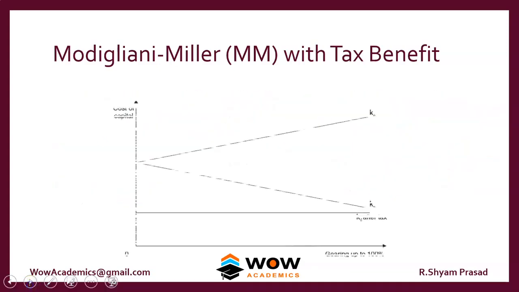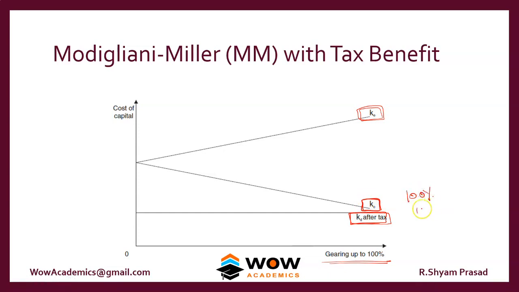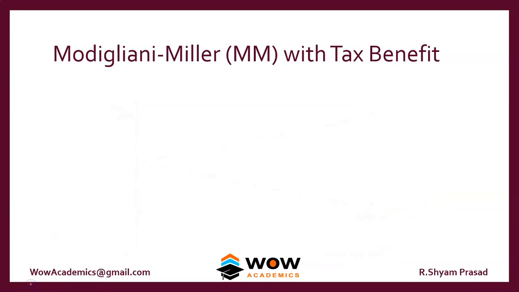In reality, this is how it works. He says KD after tax is so cheap. KE can be higher, that doesn't matter. But as KD after tax is so cheap, the more we borrow, for example even up to 100%, the KO would actually go down. That is, have 100% debt. That's what his suggestion is. The suggestion seems to be very foolish.